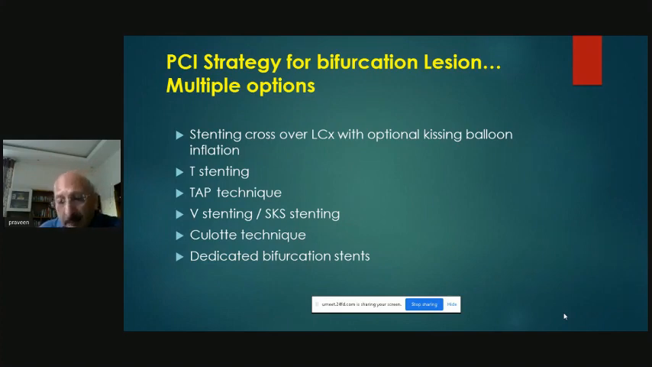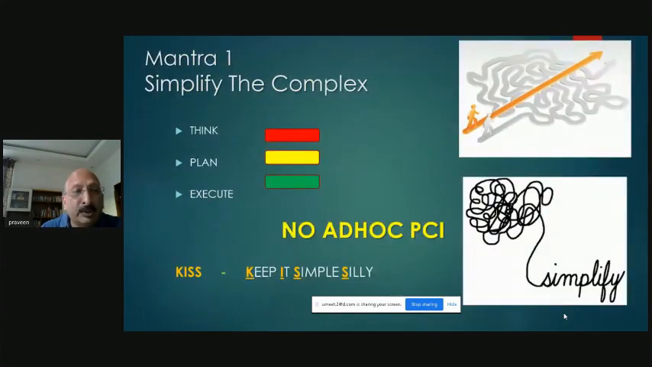We have to make a plan that we want to use this particular technique in this patient, whether it is a single stent technique or a double stent technique or a V stent or a SKS technique. So all these things have to be decided upfront, and that all depends upon very careful examination of the angiogram and also sometimes the intravascular ultrasound or OCT pictures.